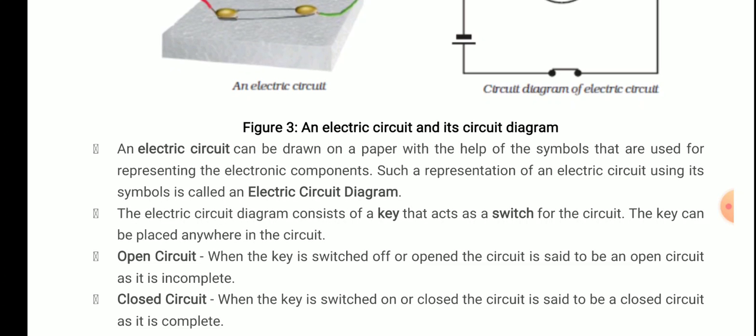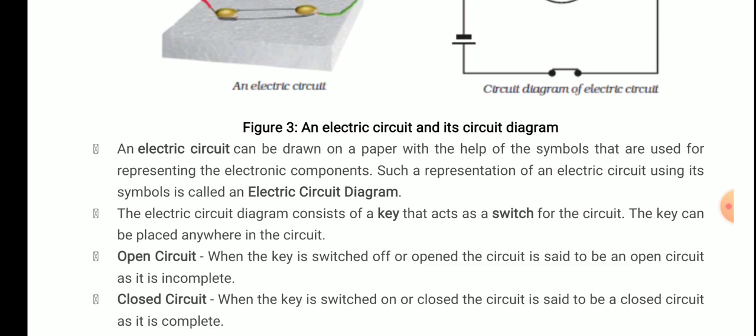Second, closed circuit. When the key is switched on or closed, the circuit is said to be a closed circuit as it is complete, and in such a condition there will be a complete path for the current to run. If the current runs throughout the path, then the electricity will flow and it will result in the glowing of the bulb. So the glowing of the bulb also indicates whether the circuit is complete or incomplete. If the current is not flowing because of a breakage in the circuit, then it is said to be incomplete. So these are the two conditions of the key, the open circuit and the closed circuit.